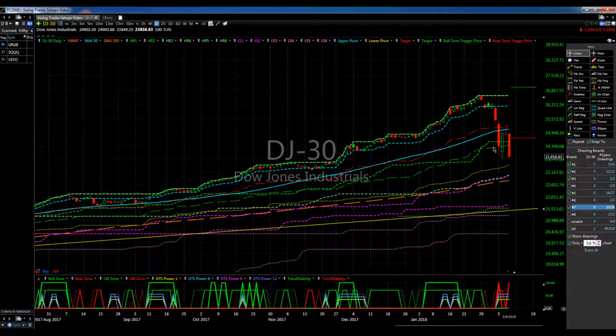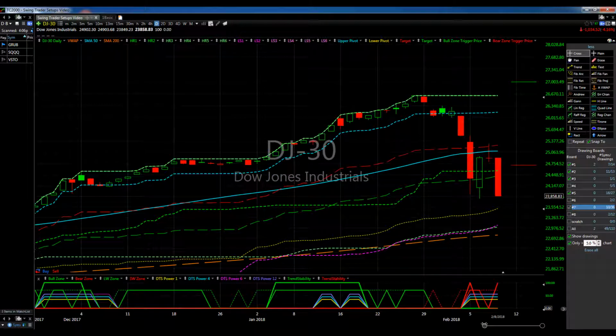This is what I was talking about yesterday, these rejecting the 50s, and that kind of candle there, indicative of exactly what we got today as an answer to that type of candle. That is what happens.